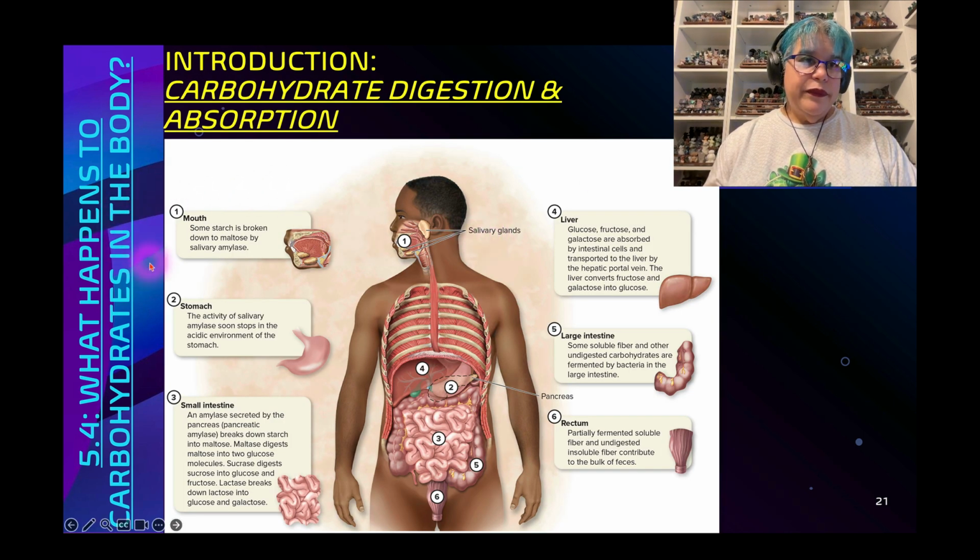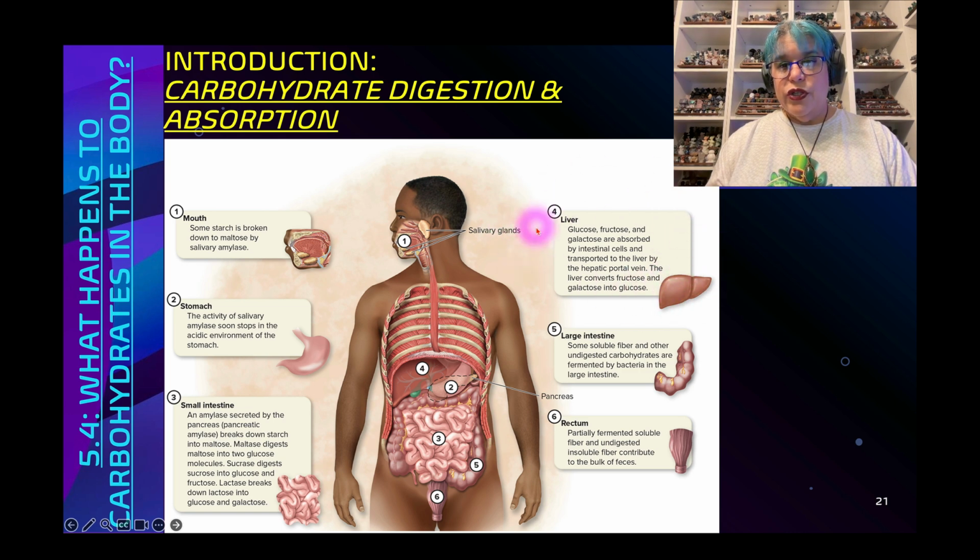So again, if you want to look at this in figure form, in the mouth, you've got some starch broken down to maltose by salivary amylase. In the stomach, the activity of salivary amylase stops because of the acidic environment. In the small intestine, an amylase secreted by the pancreas, pancreatic amylase, starts breaking down whatever starch was left over into maltose. Maltase digests maltose into 2 glucose molecules. Sucrase digests sucrose into glucose and fructose. Lactase breaks down lactose into glucose and galactose.